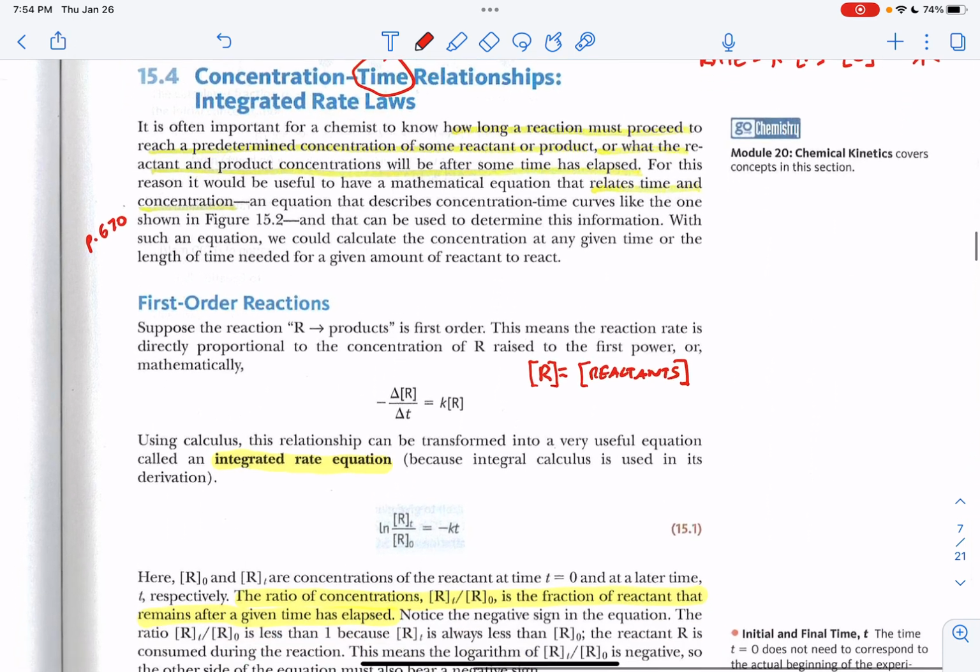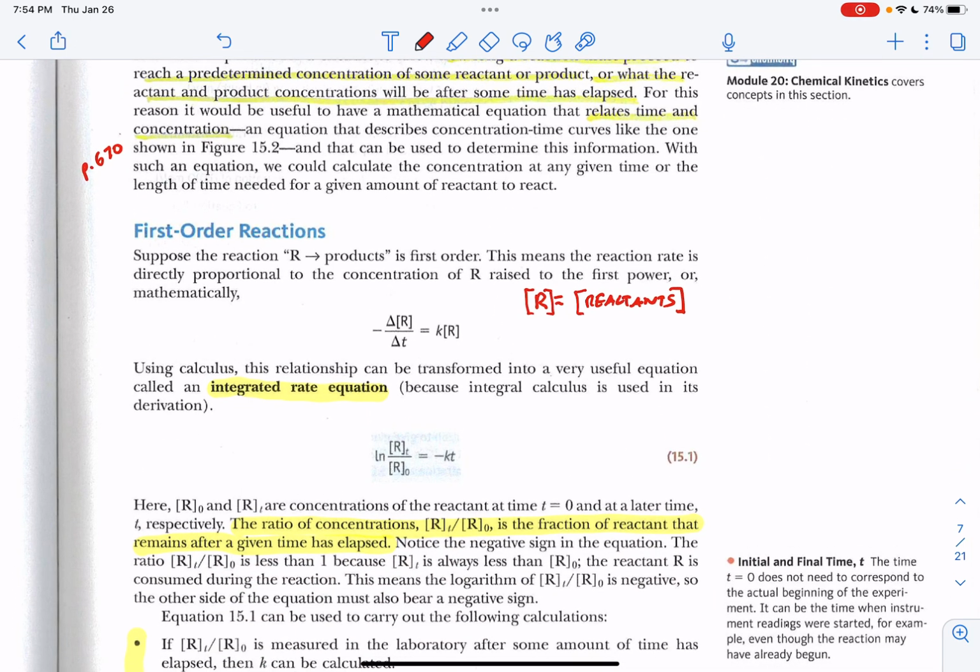Now, we also mentioned that there were three kinds of reactions: first-order reactions, second-order reactions, and rarely a zero-order reaction. Remember, first, second, and zero tell us whether or not a particular reactant affects the reaction rate linearly or exponentially or not at all.